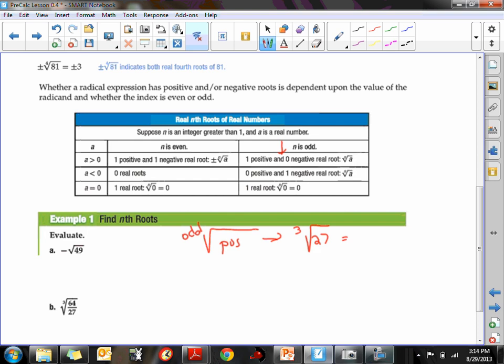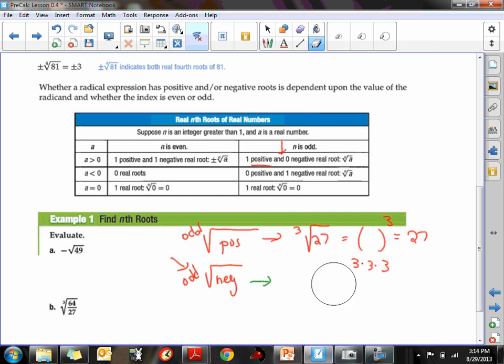Well, when we have the cube root of 27, there's only one such answer that's going to satisfy this requirement. There's only one number that we can cube to get a positive 27. It happens to be 3, because 3 times 3 times 3 is 27. We don't have an option, there's only one positive. Or if it's the odd root of a negative, where before with an even root it was no real solution, with odds we do have answers.